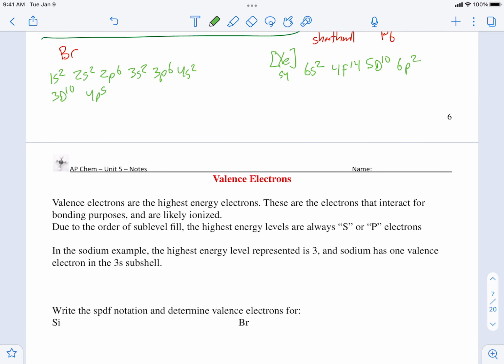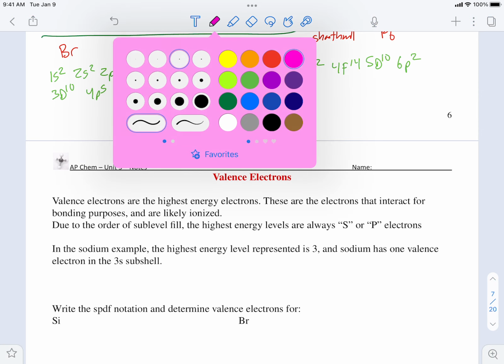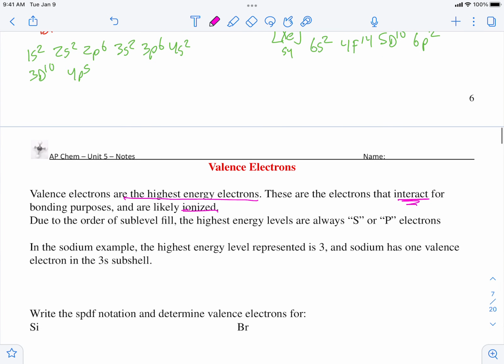So we've mentioned valence electrons a little bit before, but we haven't really defined them. The valence electrons are the highest energy electrons. These are the electrons that actually interact for bonding purposes, and these are the ones that can be ionized because they are the outermost. They are the ones that are actually exposed, right? Because not all electrons are exposed. Most of the electrons are tucked away underneath. That's what we call the core. They're typically going to be the s and p electrons.